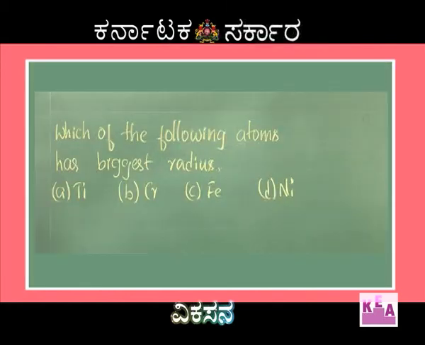Let us move on to the next question. The question goes like this: which of the following atoms has biggest radius? Options are A. Titanium, B. Chromium, C. Iron, D. Nickel.